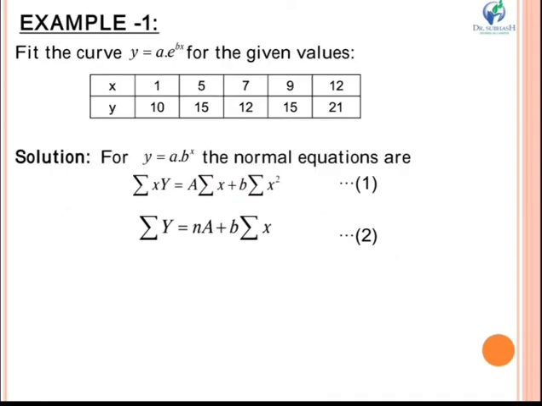Now let us see some examples on this type of curve. A given curve is y equals a times e raised to bx, and these are the 5 values of x and y given to us.